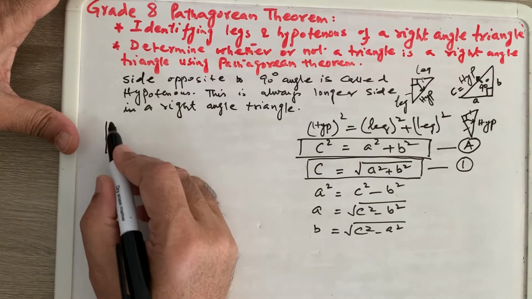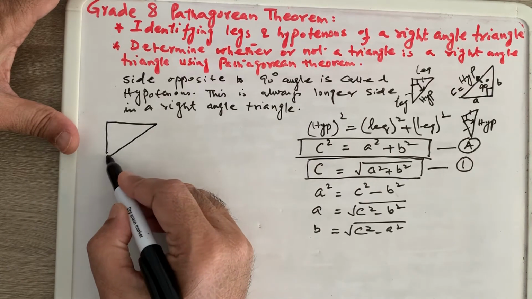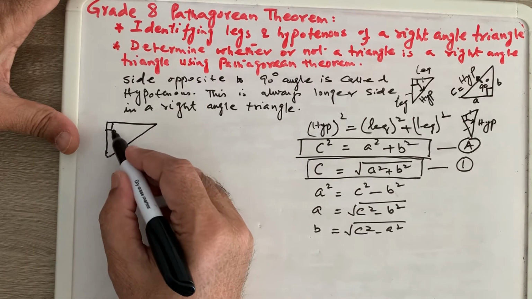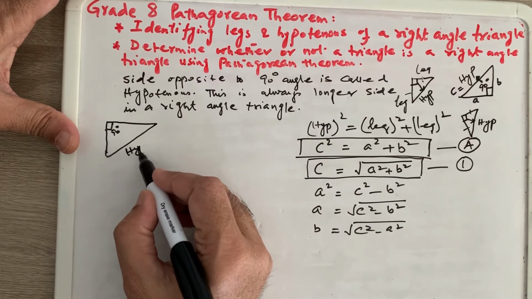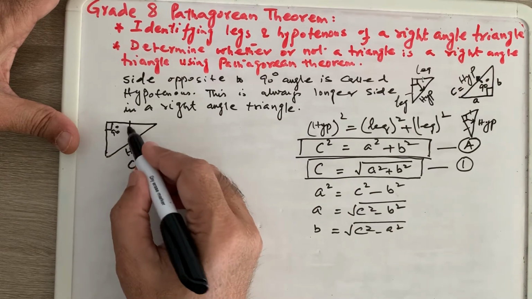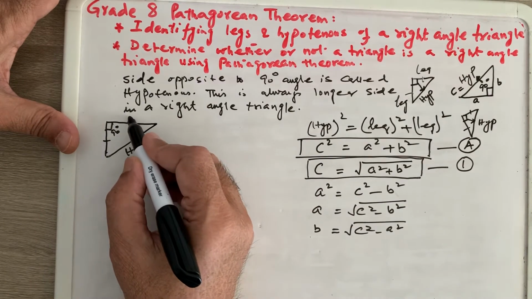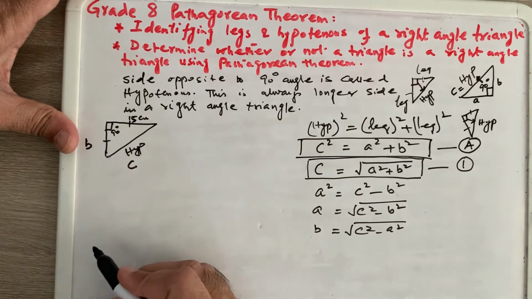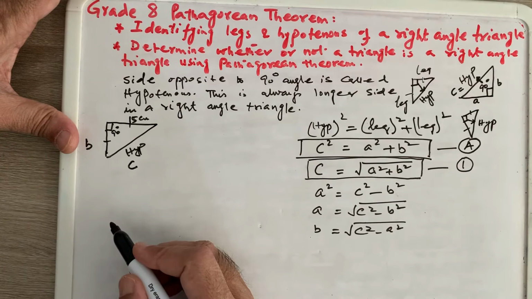Let's see that we have this as a right angle triangle, right, and 90 degrees here. So my side opposite to 90 degrees is this. So this is my hypotenuse, and hypotenuse is the longer side, which is also indicated as c. The other two sides are legs. One of the legs is given as 15 cm, and the other leg, or b, we have to find out.